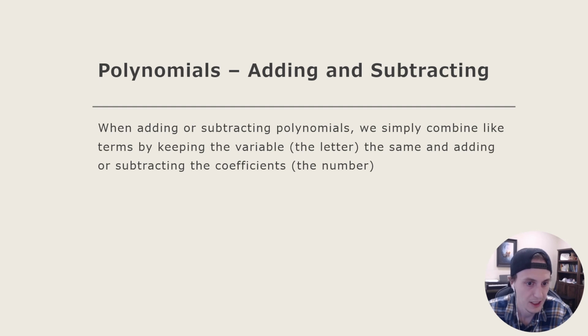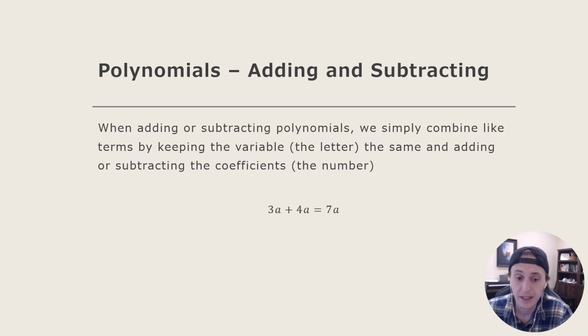Polynomials, adding and subtracting. When adding or subtracting polynomials, we simply combine like terms by keeping the variable, the letter, the same, and adding or subtracting the coefficients, the number. So I'm sure you've all done this a billion times, but we're going to talk about it real quick anyways because it's important to know.